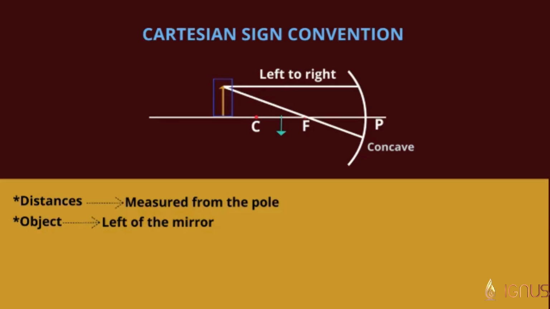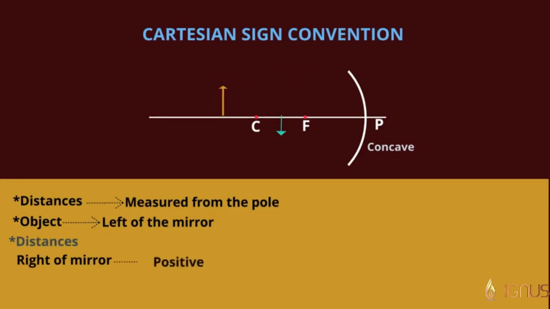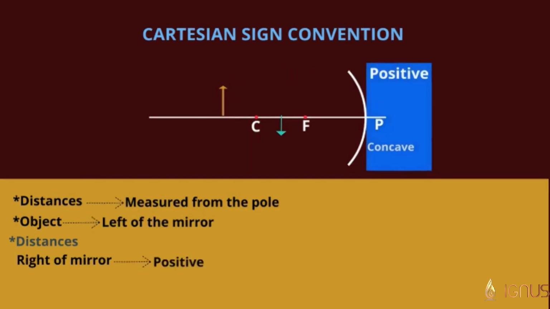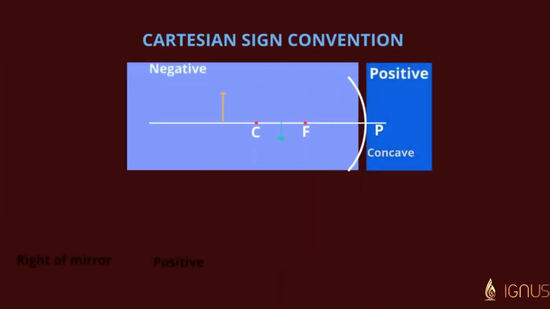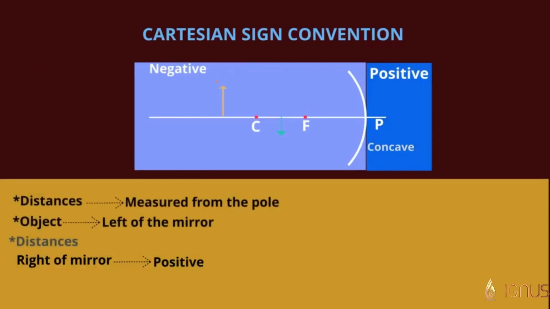The third rule is that all distances measured to the right of the mirror are taken as positive and the distances measured to the left of the mirror are taken as negative. For instance, we know that when an object is behind the center of curvature of a concave mirror, then the image is also formed on the same side. Both the image and the object are on the left of the mirror. Hence, both their distances are taken as negative.